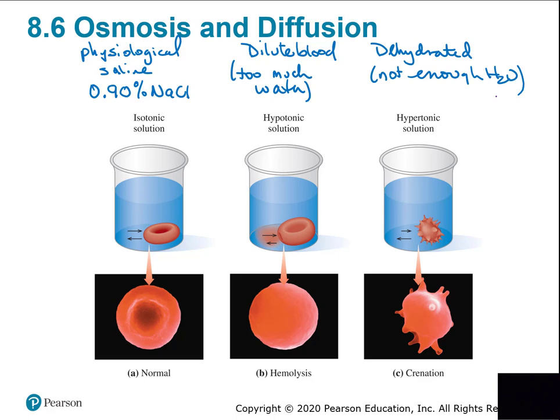So the way that I remember isotonic is I think equal solutes. Iso means equal. Hypotonic, think low solutes. Low solutes cause water to go into the cell. Hypertonic means high solutes, and we're always talking about the solution around the cell, okay? So it's always talking about the liquid that surrounds your sample or the cell, not what's inside of the cell itself.